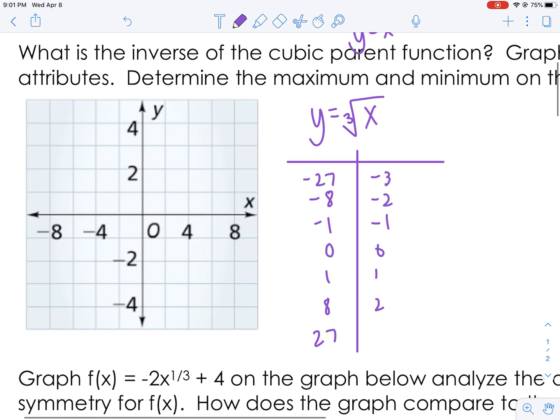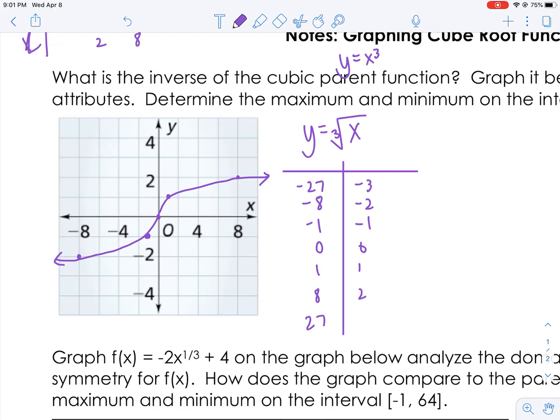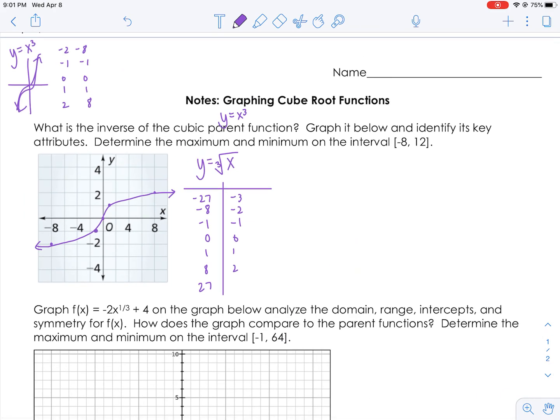So graphing this, -27 is way off of our graph, but -8, -2 would go right here. -1, -1 would be right there. 0, 0, and then 1, 1 would go right there, and then 8, 2. So just like that. And then identifying all of our key features.